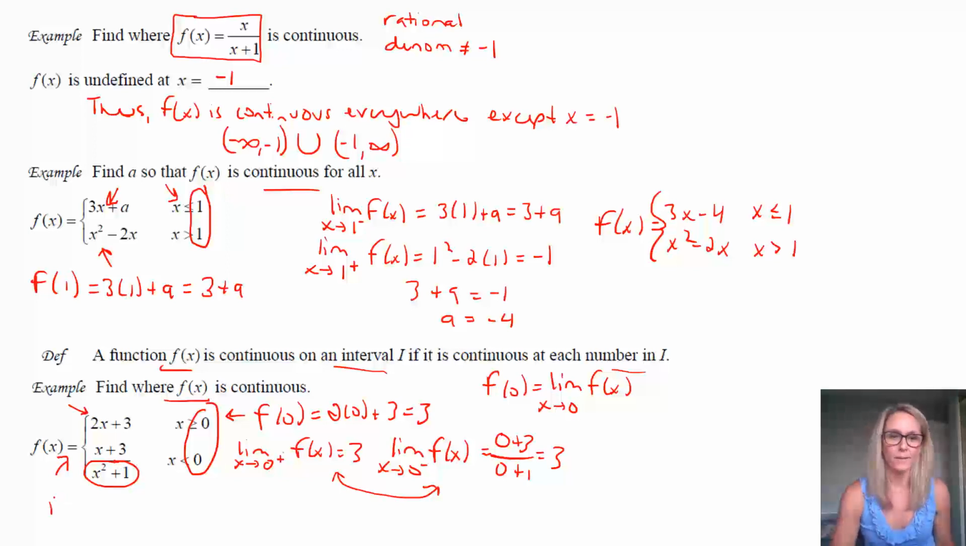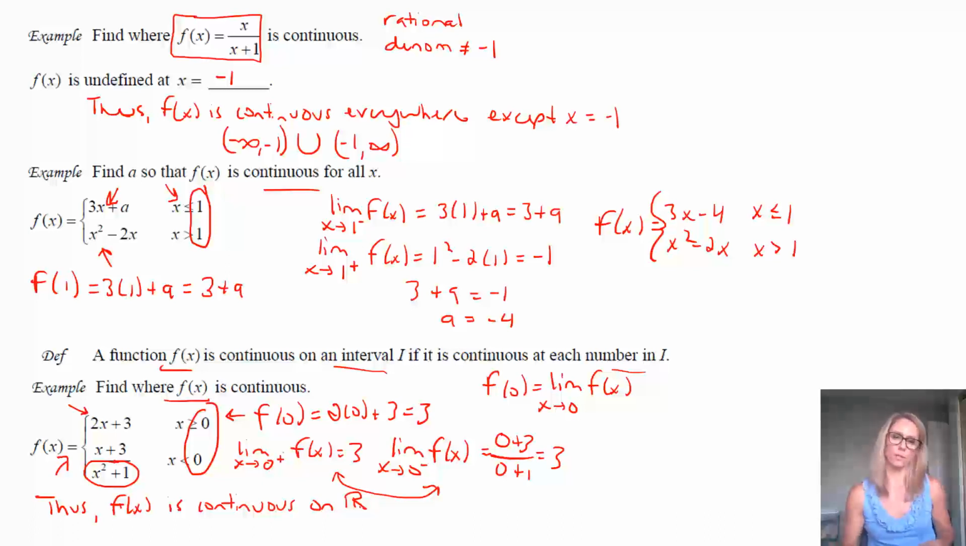So we can say thus f of x is continuous on all real numbers. That's just the fancy notation. One of my students called it the fancy R for all real numbers. And that's the continuity here. It's everything. Everything at all.